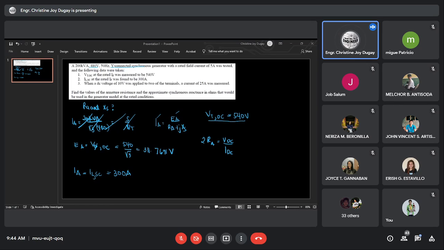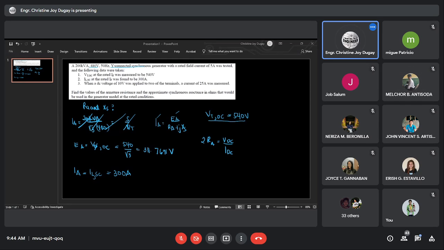Based on the circuit alone, saan siya dadaan? Dalawa na wire. Kaya naging dalawa rin yan. Nagkakaintindihan po ba tayo? Yes or no? Yes, ma'am.